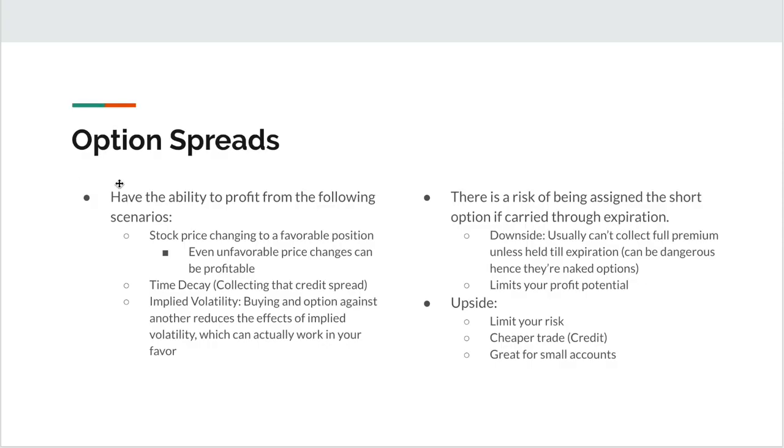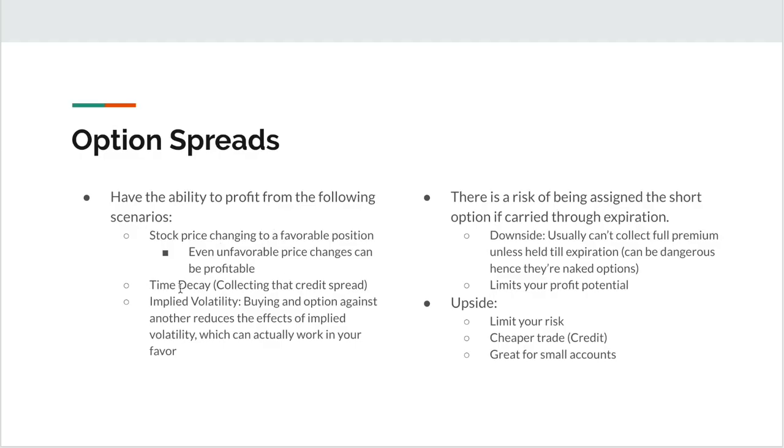If the stock price changes to a favorable position, then you will make profit on that trade as long as it goes toward the position that you had initially predicted. Even if the price of the stock goes to an unfavorable price, you can still make money. We'll talk about how you do that in the later parts of this chapter.